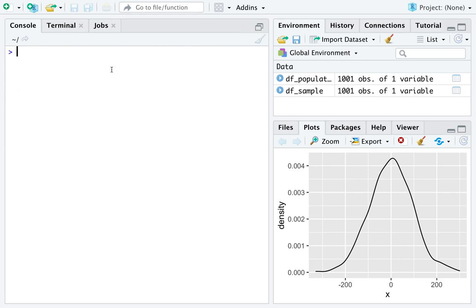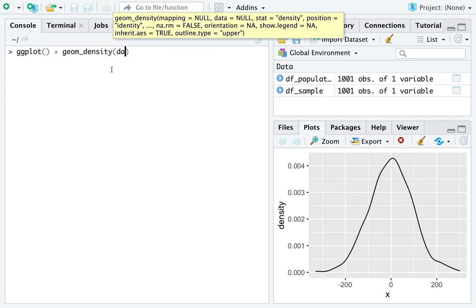Now, we can, and this is rather tricky here, make a density plot of the population.